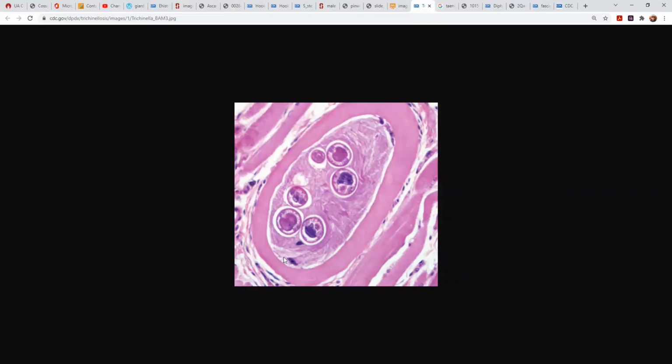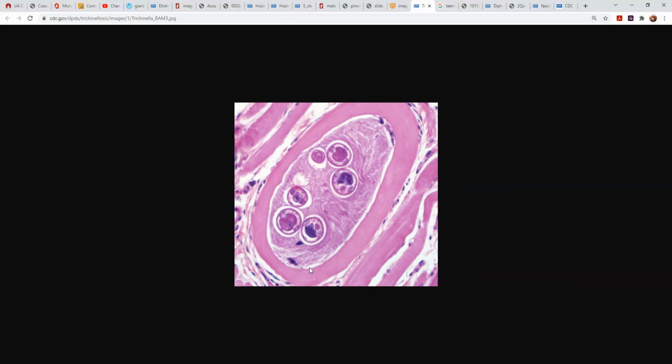So here it is in muscle. This would be a slide of muscle, and here are the larval forms embedded within this muscle. Sometimes you can actually see a very tight spiral. These have not really developed enough that you can see that spiral within them, but this is what infected muscle would look like. And of course, if you eat pork that is infected with this, what we're eating when we eat pork are the muscles.